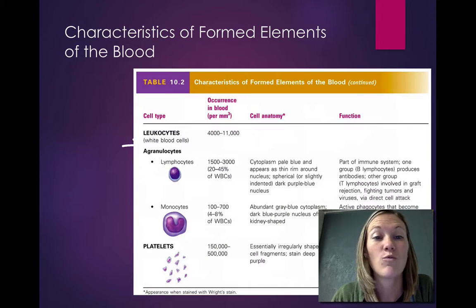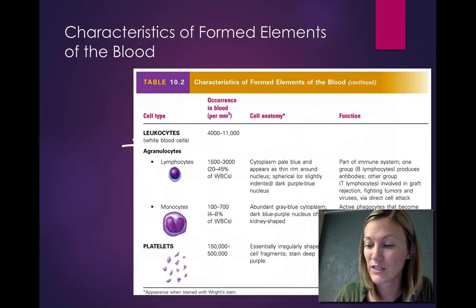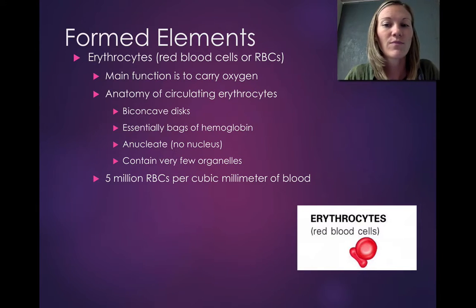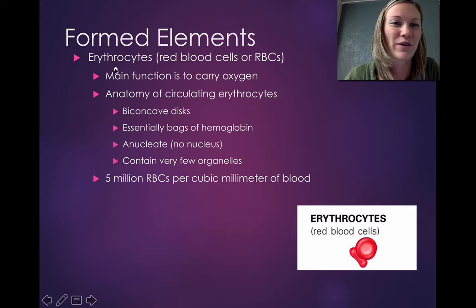And then this one will show you more leukocytes or more white blood cells, but it'll give you the agranulocytes, which are lymphocytes and monocytes. And then the last one are the platelets. So if you want to write down all of that stuff, you're welcome to, but you certainly do not need to. So the formed elements, erythrocytes were the first one we're going to talk about.